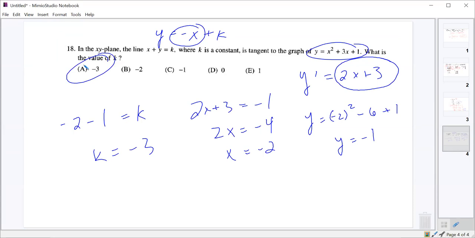Any questions there on 18? Wait, where'd you get the 2x plus 3 equals -1? So this is the equation, right? The slope of its tangent line should be its derivative, which is 2x plus 3. And this is the tangent line, and its slope is -1. So the slope of the tangent line, -1, needs to equal the slope of the tangent line, 2x plus 3. Okay, thank you. Any other questions there on 18?